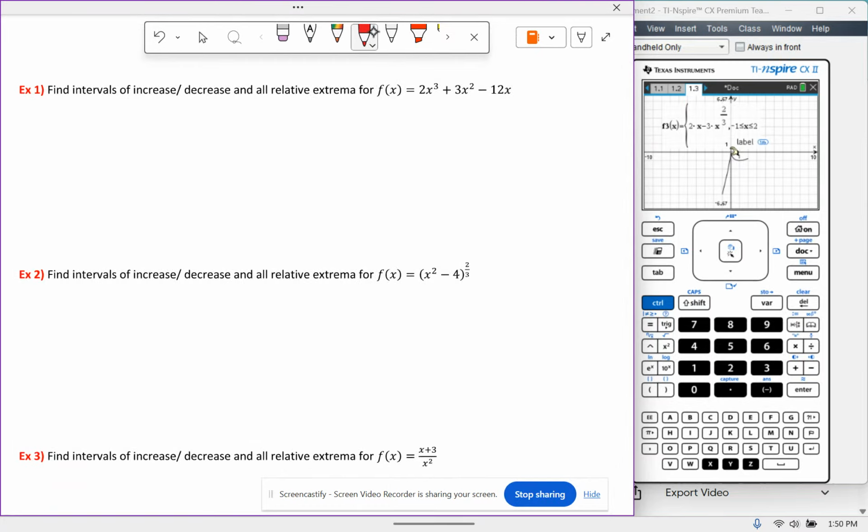So this guy says, find intervals of increase or decrease and all the relative extrema. Remember, extrema is the overarching category for maxes and mins. For f of x is equal to 2x cubed plus 3x squared minus 12x. So let's find the derivative first. Let's set it equal to 0. I don't need to find where it's undefined because it's a polynomial. It doesn't have a denominator. There's no problem there. So I'm just going to do 6 times x squared plus x minus 2 equals 0. I pulled out a 6 because each term had a 6 and I have to factor it.